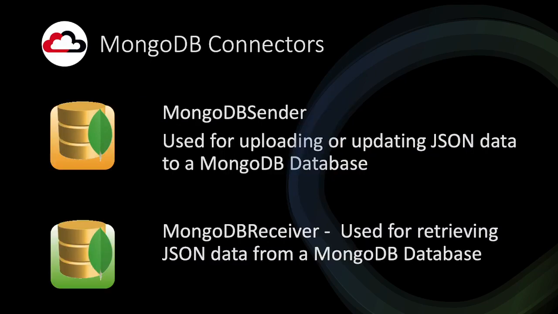So we have two connectors for managing data in MongoDB. The first one is the MongoDB sender connector, which is used for uploading or updating JSON data to a MongoDB database. And the MongoDB receiver, which is used for retrieving JSON data from a MongoDB database.